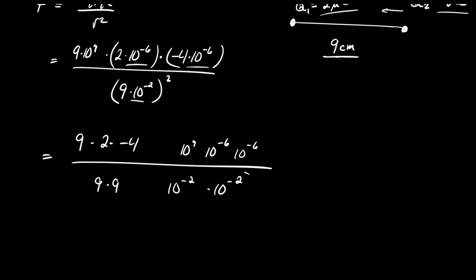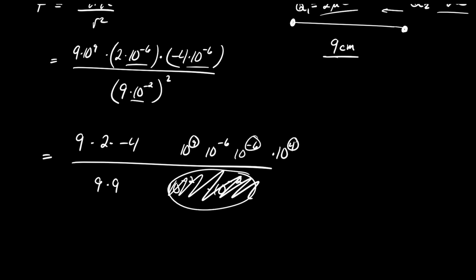So we have 10 to the negative 4th downstairs, which is the same as 10 to the positive 4th upstairs. And now we have 13 powers of 10 minus 12 powers of 10, so all this actually just combines down to 10. The 9s cancel, so we have negative 80 over 9 as our answer.